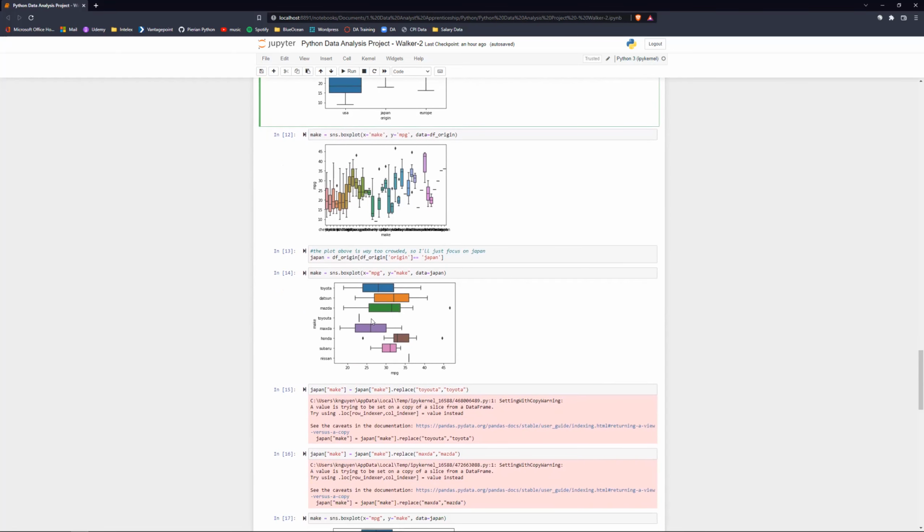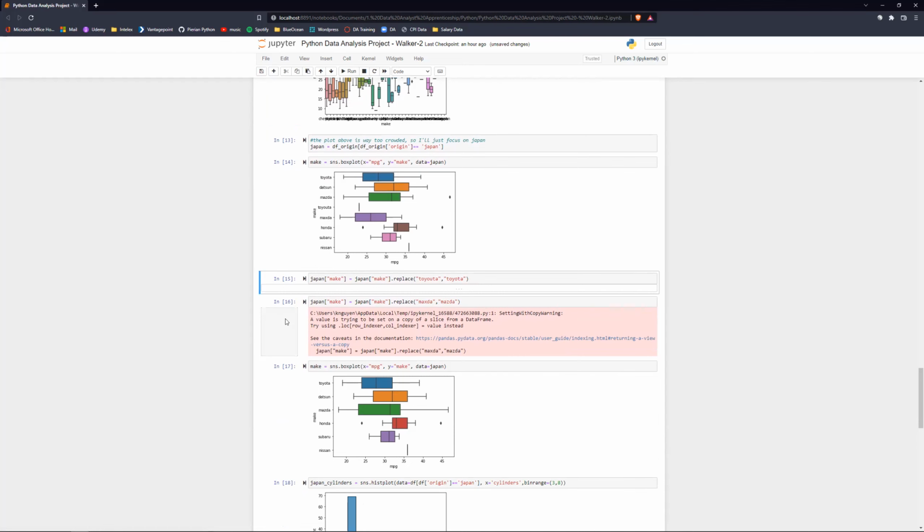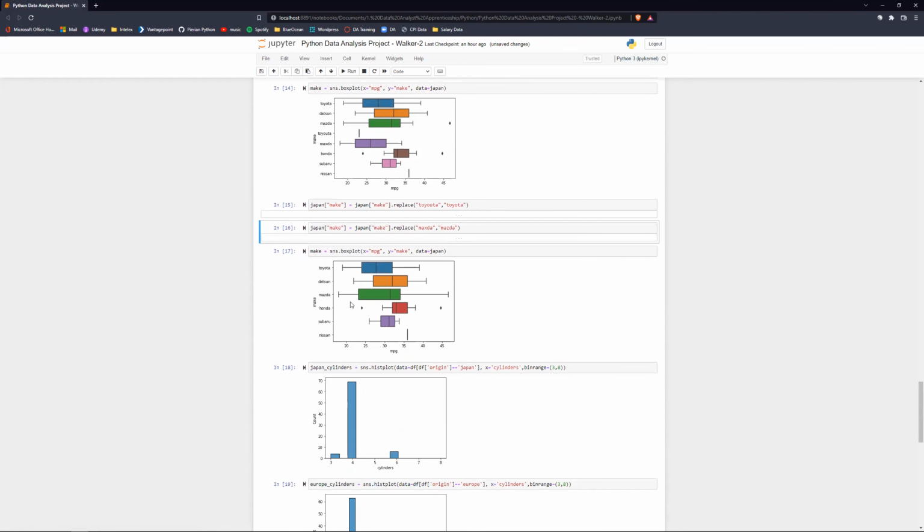But looking at this, you can see that there's Toyota and then Toyota, and then there's also Mazda and Mazda. So I just cleaned those up, putting them into Toyota and Mazda. It says it's an error or something, but I just ignored it because it did what it was supposed to do. So here's what it is, and it's just something nice to look at, I guess.